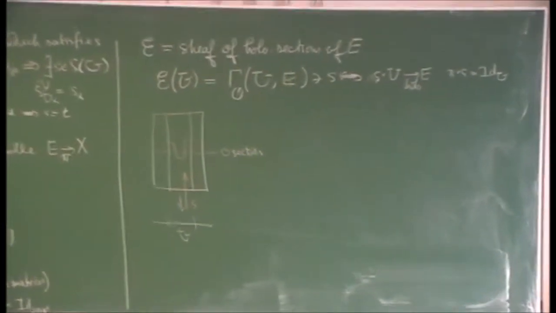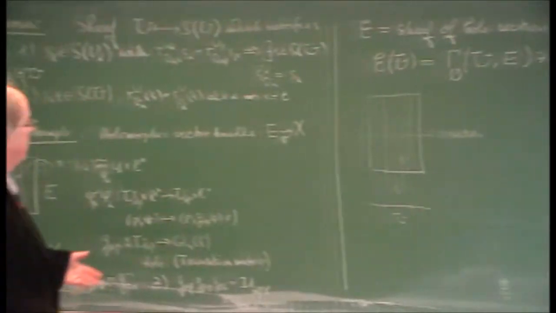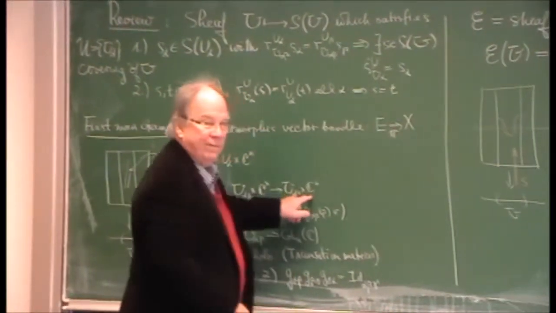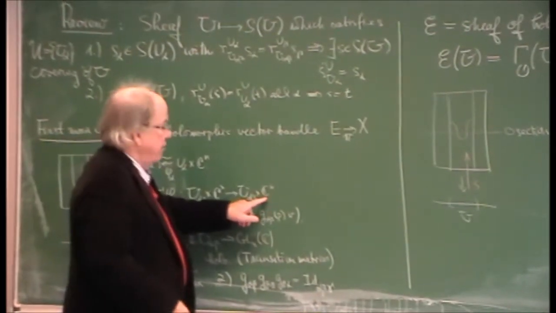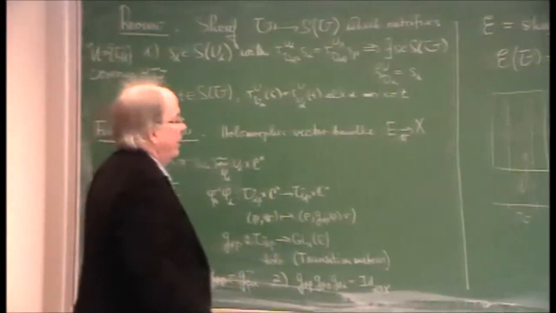Sections. Locally, you have a huge number of sections because it's locally trivial. Right? Locally, it's just a product. So you have essentially just a Cn-valued holomorphic map. And globally, you may have some, you may not.